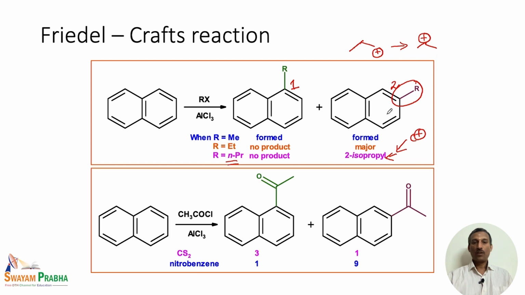So this is one of the ways by which we can say which position undergoes reaction in the electrophilic substitution reaction. If you look at the Friedel-Crafts acylation reaction, acetyl chloride actually gives 1 and 2 derivatives. If carbon disulfide is used as the solvent, the acetylation generally takes place in a 3:1 ratio for 1 and 2 substitution. But if you use nitrobenzene as the solvent, then the 2 substituted acyl derivative is formed in large excess compared to the 1 substituted acyl derivative.